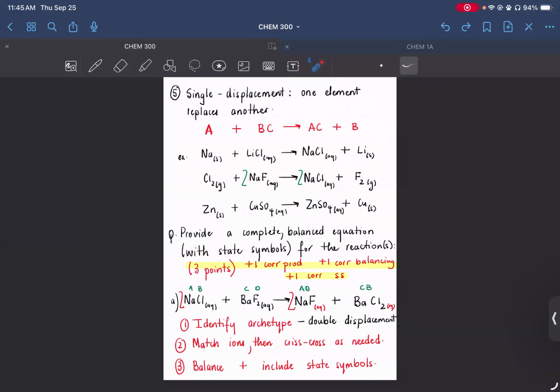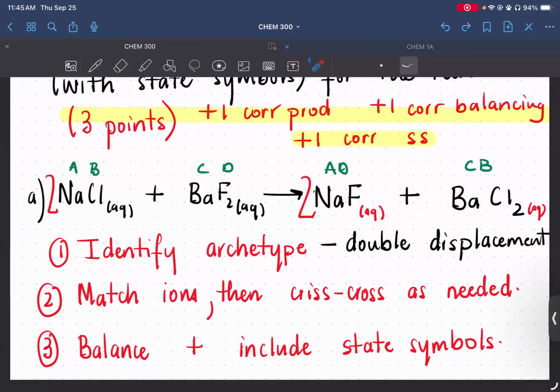Now that we've matched ions and crisscrossed as needed, finally all we need to do is balance the reaction and indicate state symbols. This is something we've already talked about so far, so I'm not going to go back into too much detail about it.